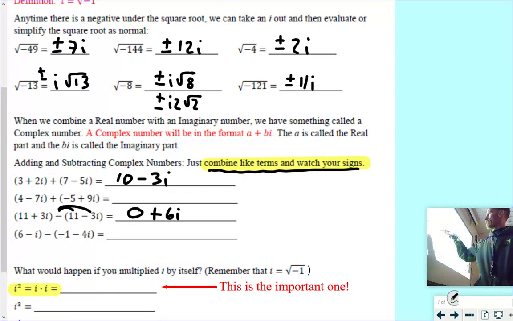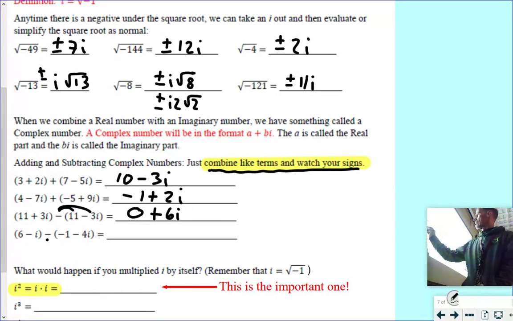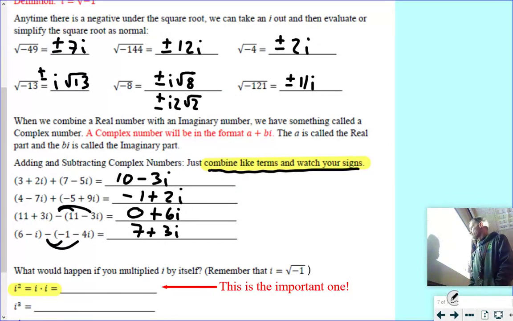Okay, so hopefully you've gotten those two answers. On the first one, with adding the two complex numbers, that should end up being negative 1 plus 2i. And then the last one, subtracting, again, remember that minus sign is distributing. So that's going to end up being 7 plus 3i. Okay.